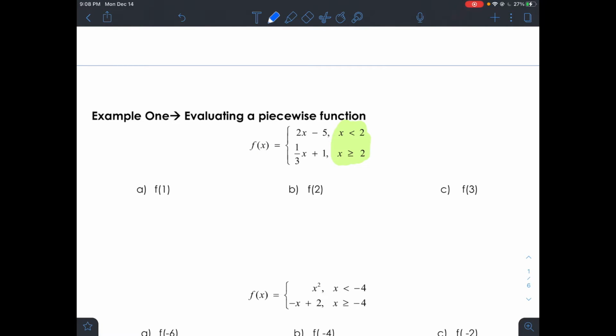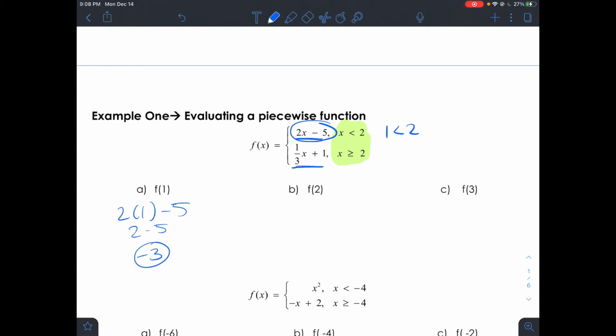For letter A here, it says f of 1. That means we have to plug 1 into this function, but we have to figure out which equation to plug it into. Is 1 less than 2, or is it greater than or equal to 2? 1 is less than 2, so we're going to use this function. We do 2 times 1 minus 5. We end up with 2 minus 5, which gives us a negative 3.